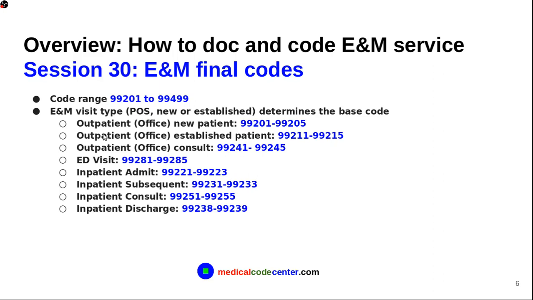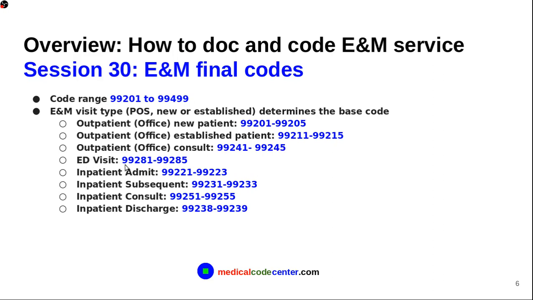Another example is the established outpatient, if the patient is an established patient. The code can be 99211 to 99215. Again, it's 5 levels. So we have office outpatient consult. The final levels are 99241 to 99245. Again, it's 5 levels based.